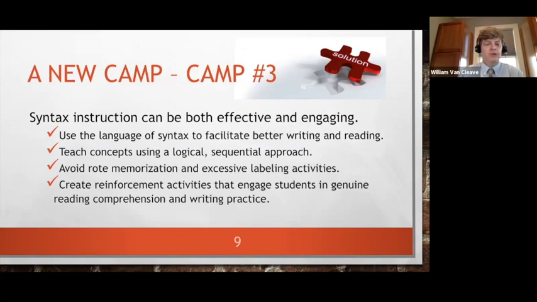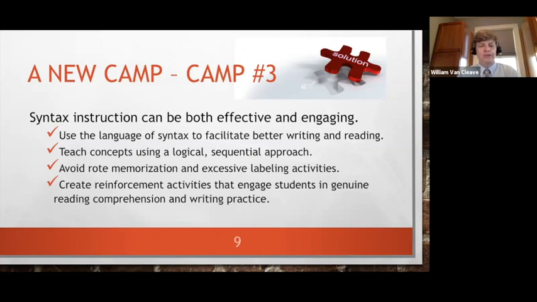Second, we're going to teach concepts using a logical sequential approach. So I really don't have any problem with the mini lesson where we work on sentence combining. I think that's a great activity, but it's got to be grounded in a framework so that students understand where that instruction fits in their overall thinking about the language.